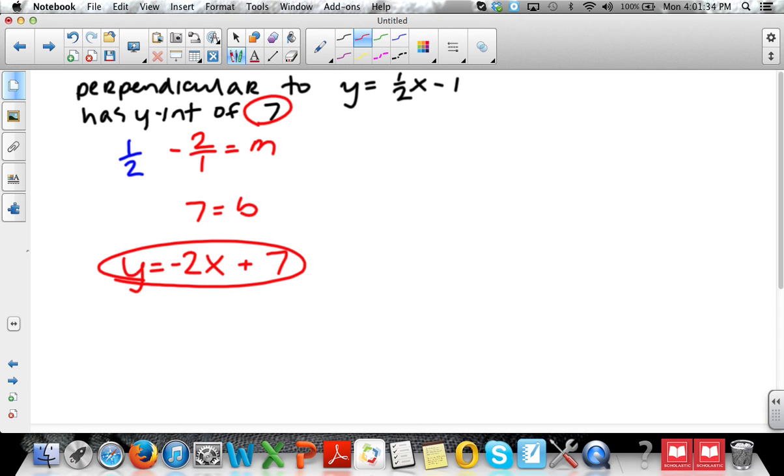So this line is the one that is perpendicular to the line I gave you, and it goes through the right point. It goes through that y-intercept. So this applies to parallel lines also, just the slope part's a little bit different. But if they give you the y-intercept, that's b. You don't have to solve for anything. So those ones are simpler. If they give you the coordinate point, you need to follow what it says in the parallel lines video for how to solve for b.